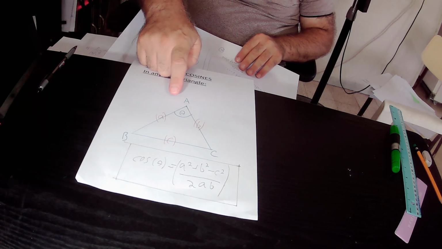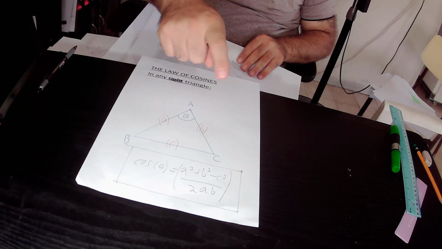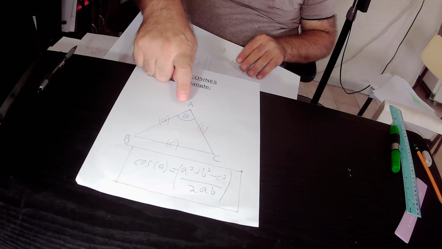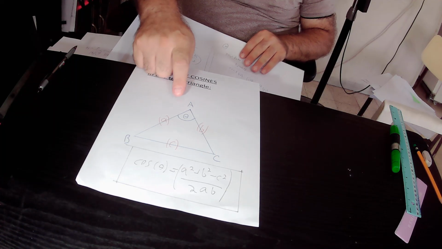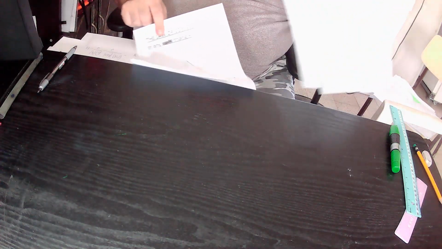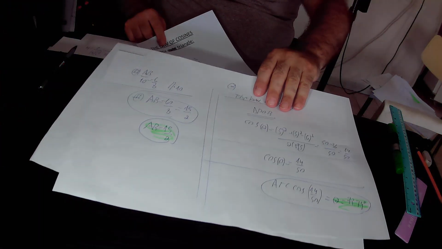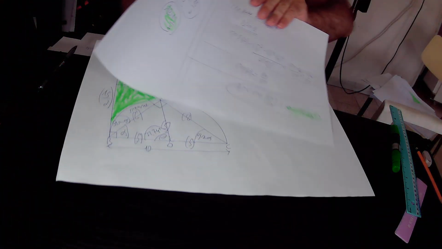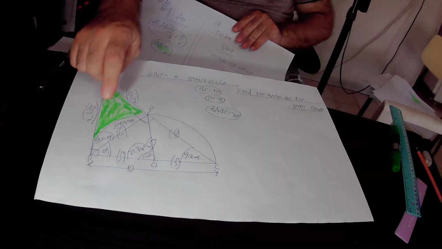In this triangle ABC, the following equation is true: cosine theta equals A squared plus B squared minus C squared over 2 times A times B. Again, cosine theta equals A squared plus B squared minus C squared over 2AB. Now we implement the law of cosines in this triangle BPO.